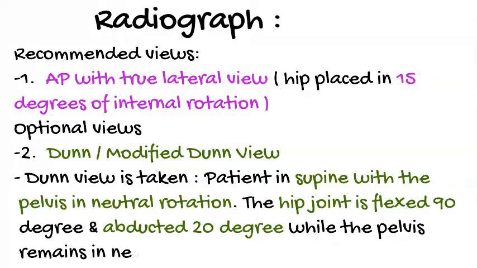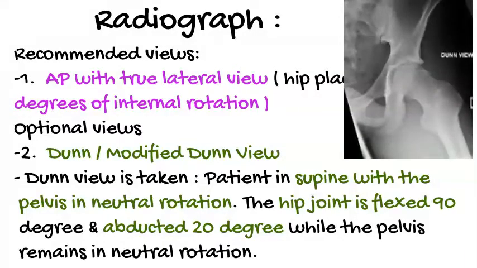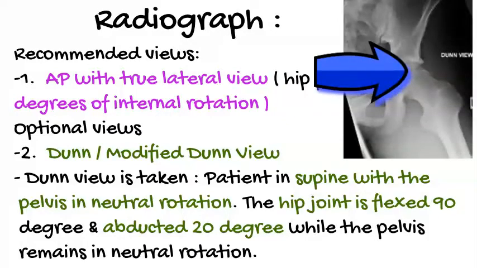Another optional view is number 2, the Dunn or modified Dunn view. The Dunn view is taken with the patient in supine position with the pelvis in neutral rotation. The hip joint is flexed 90 degrees and abducted 20 degrees while the pelvis remains in neutral rotation. On the right-hand picture, it shows the Dunn view.